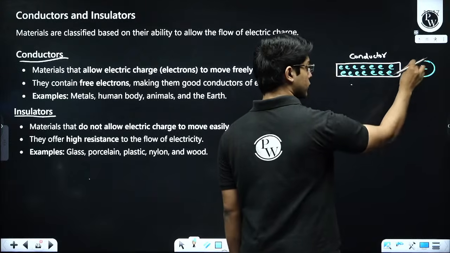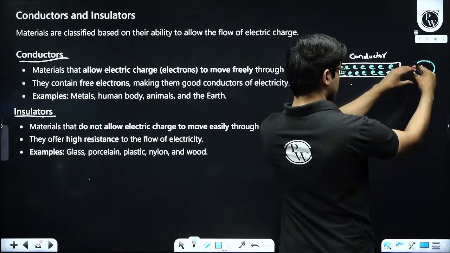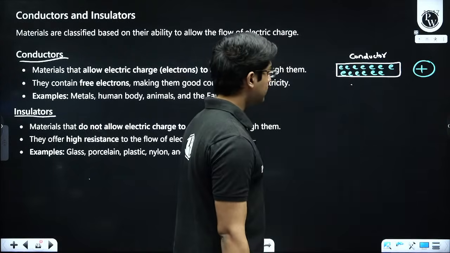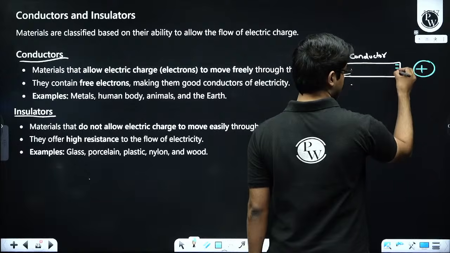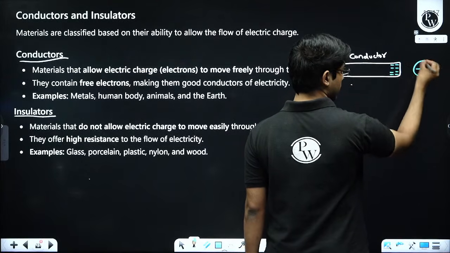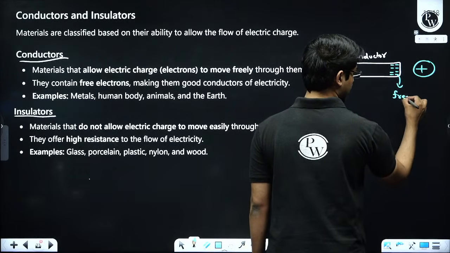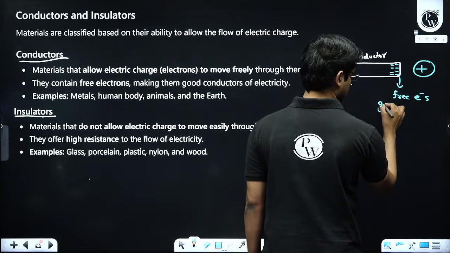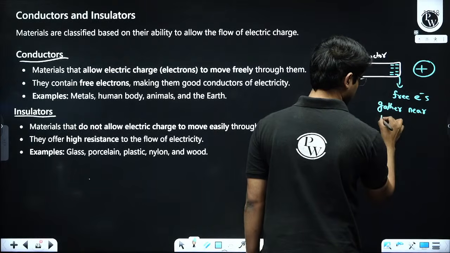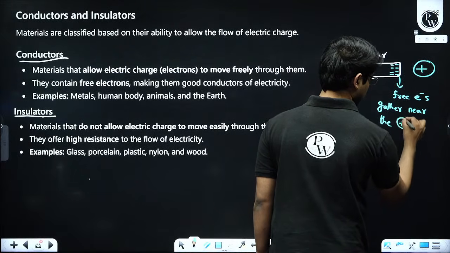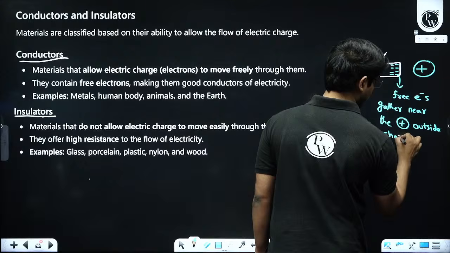So what happens is, because of this positive charge, the electrons are negative, right? So they will feel an attractive force to the right. So what happens is, all these electrons will run towards the right end and they will gather at this location. Okay, as a result of the attraction due to the positive charge. Free electrons gather near the positive charge. Okay, near the positive outside charge. Okay, so that is the whole point of a conductor.